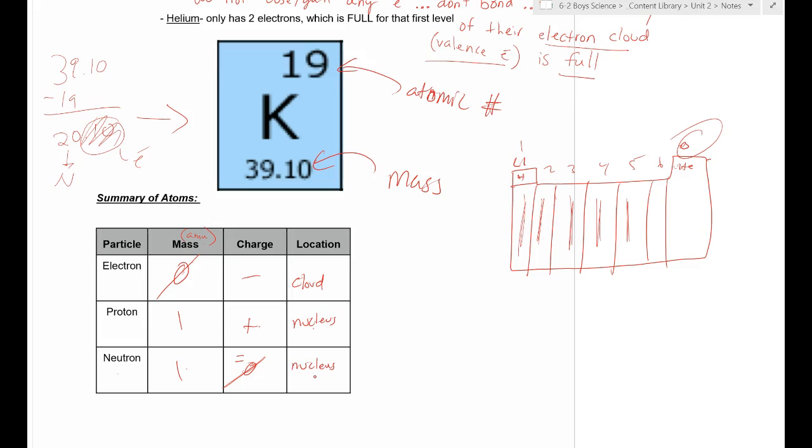I'll make another video to talk about bonding in a little while, but for now, this should get you started with your understanding of atoms, their structure, as well as the organization of the periodic table.